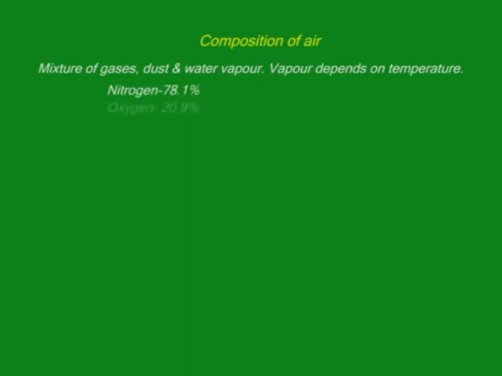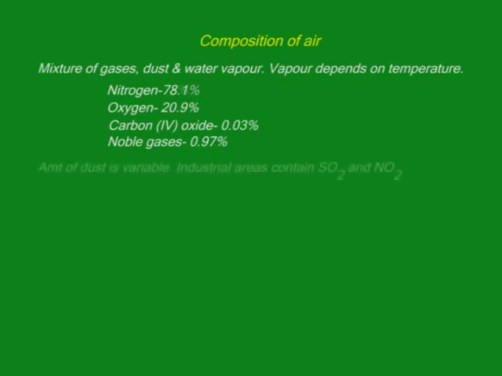78.1%, oxygen constituting 20.9%, carbon dioxide constituting 0.03%, and noble gases make up the 0.97% that remains. The amount of dust is variable. For example, in industrial places, other gases may be present such as sulfur dioxide and nitrogen dioxide.